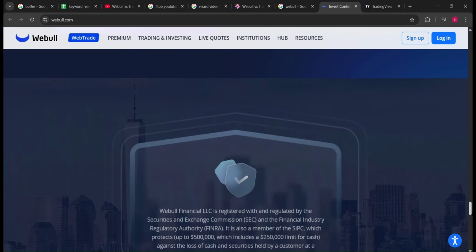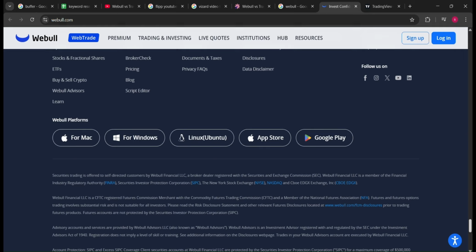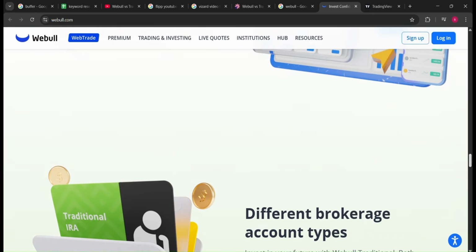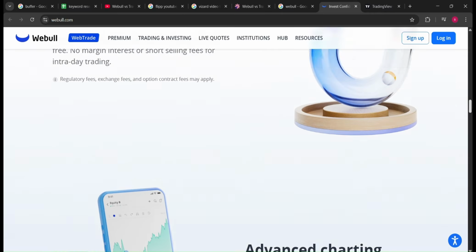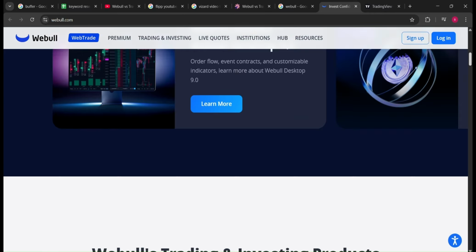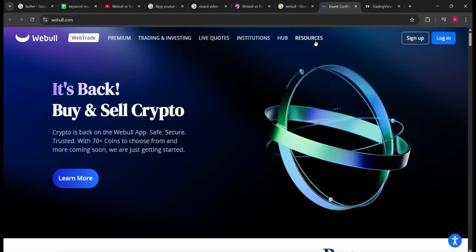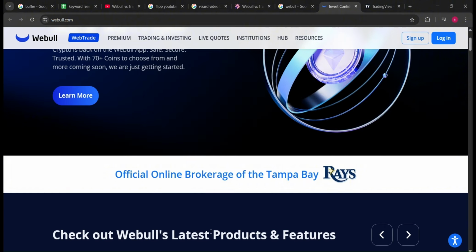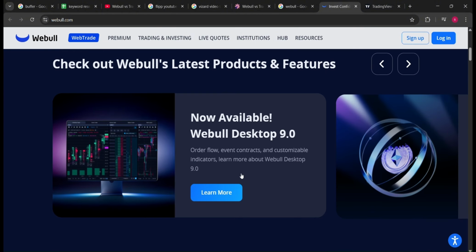From testing both platforms side by side, if you're stuck choosing between them, then this breakdown should help. Let's start with what they have in common. Both platforms offer commission-free trading and are designed to attract beginner and intermediate traders. On the surface, they look similar, but once you dig in, the differences become obvious.